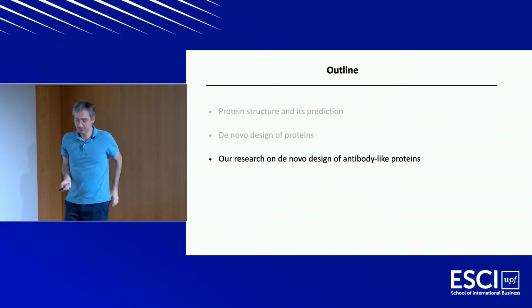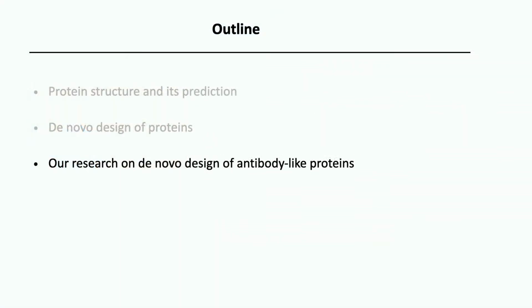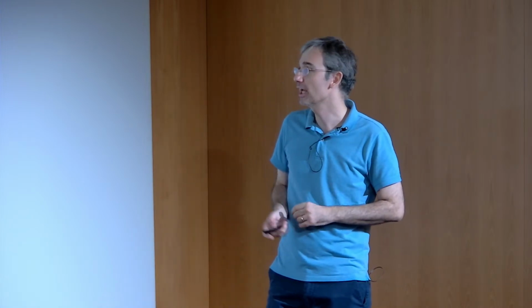So for the third part of the talk, after having given you a background of what has been done on prediction and what is being done on protein design, I can tell you a bit about what we are doing in the lab in the context of this field. And it's about the design of antibody-like proteins.